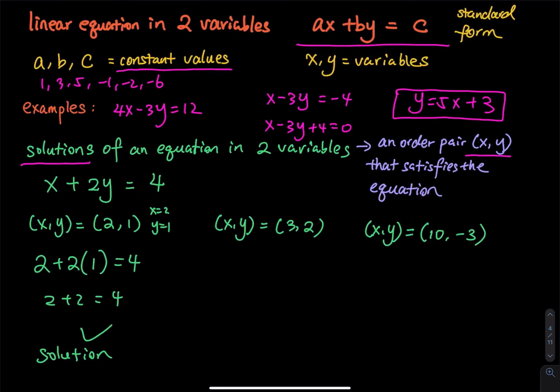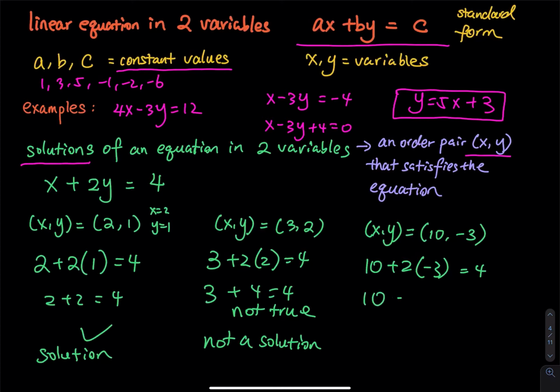And then how about the second ordered pair? When x equals 3 and y equals 2, does it equal 4? So 3 plus 4 equals 4. This is not true, right? That means the given ordered pair is not a solution. How about the next one? When x equals 10, y equals -3, does that equal 4? So we have 10 minus 6 equals 4. That is true. That means the given ordered pair is a solution to the linear equation.